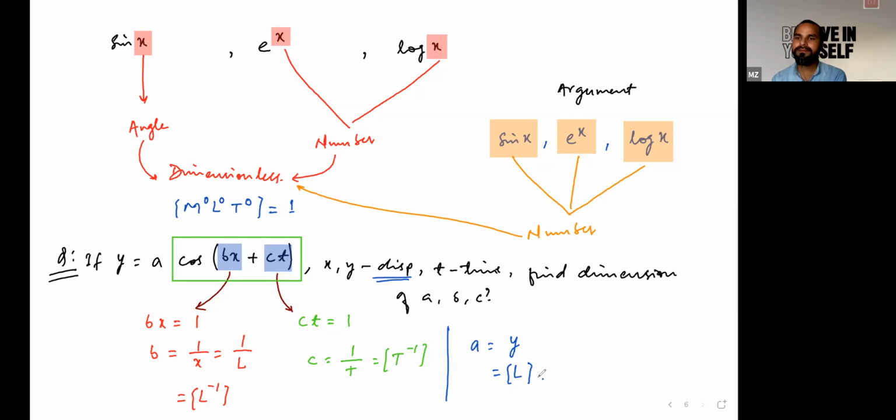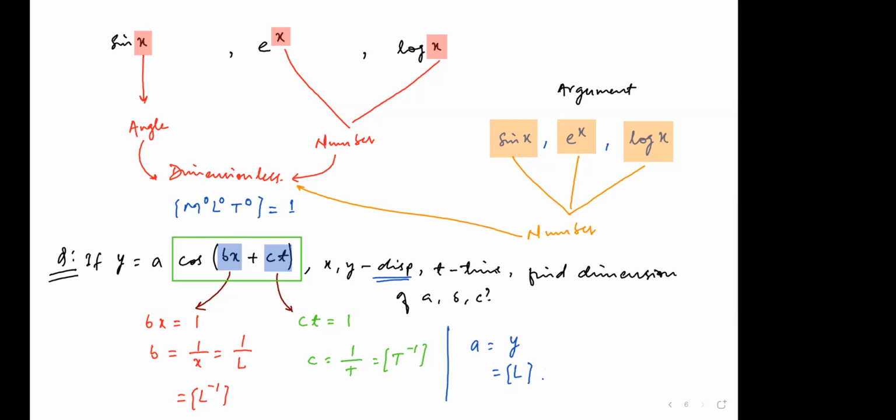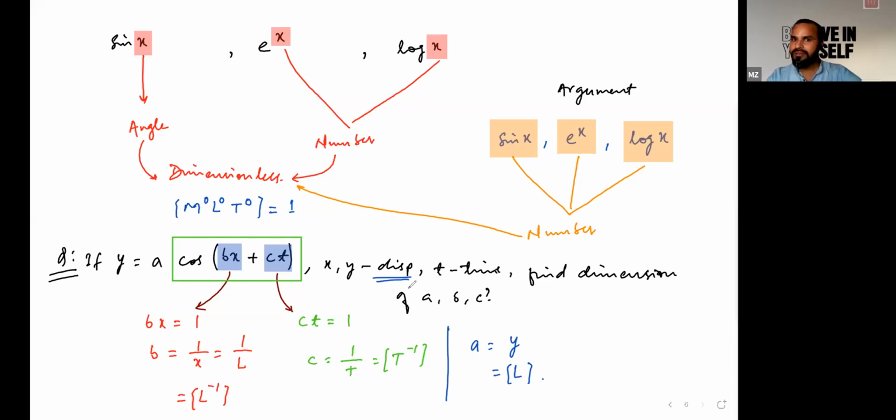Is it clear? Yes, sir. Okay. So we have just defined, on the basis of the principle of homogeneity, how to obtain the unknown part, whether it is dimensionless or not. Okay, I'm giving you one more problem.